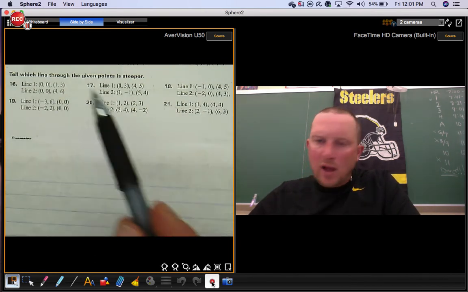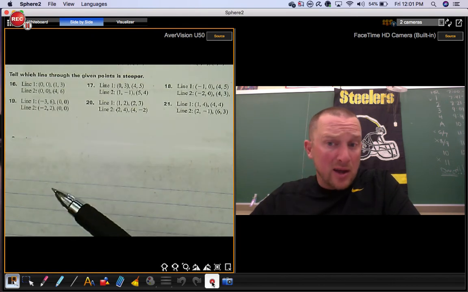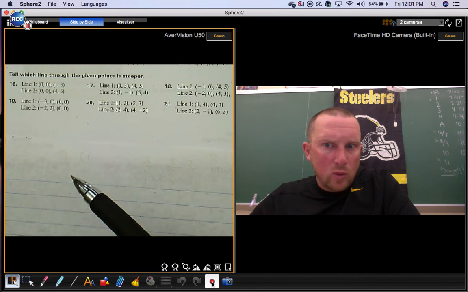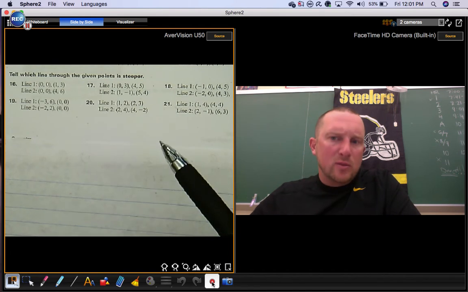So they give you 2 lines. You obviously have to find the slope of both lines, and then you're going to compare their slopes. What would make a line steeper than the other? Well, you're going to take the absolute value of both slopes.